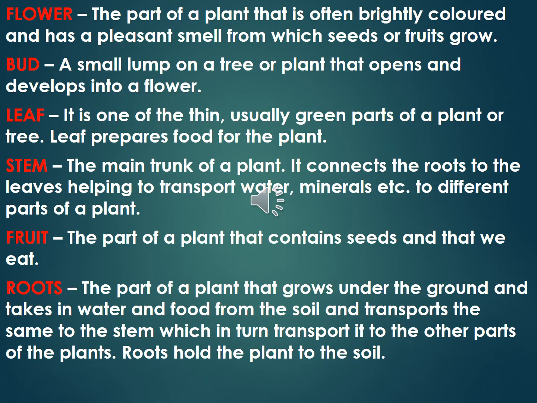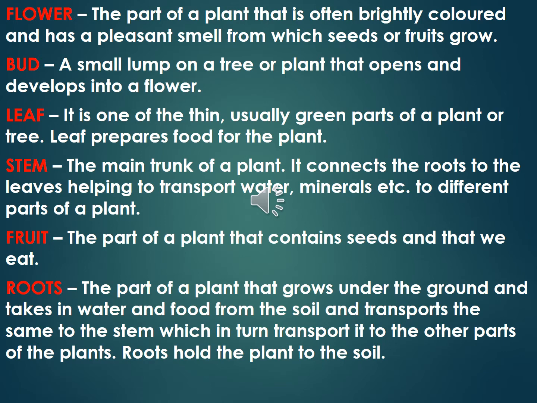Okay, so let's start with flower. The part of a plant that is often brightly colored. If a flower is there in a plant, then if you are standing far away from the plant, you can easily view it because generally flowers are brightly colored and have a pleasant smell.